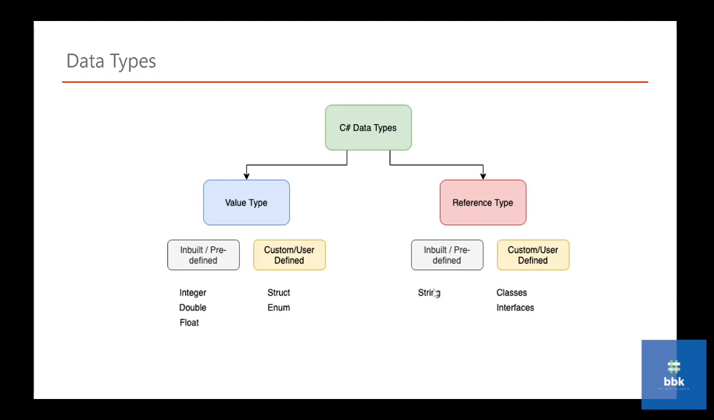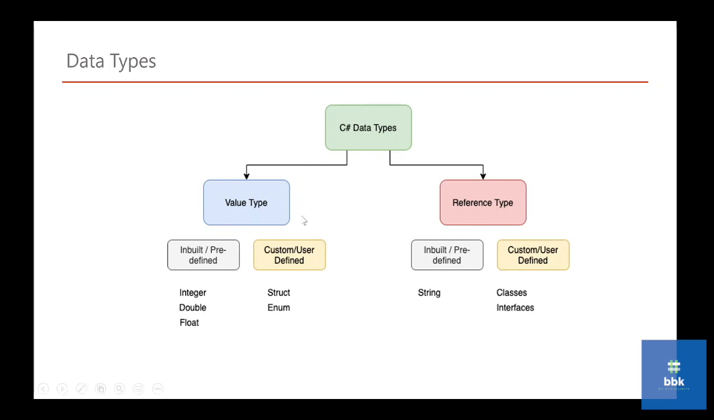For reference types, there's something called string. A string is where you store sentences or words. In an integer, you are storing numbers. In strings, you can store a sequence of characters. Like if you want to store your name, you can store it in a string type data type. And custom or user defined reference type data types are classes and interfaces. Classes we already saw. This is something where you can logically group your variables and methods, and we will talk more about that in this chapter.